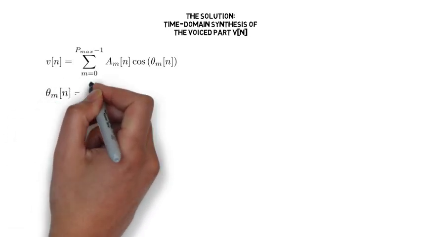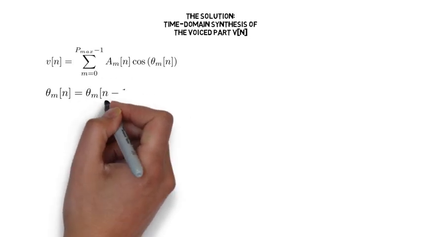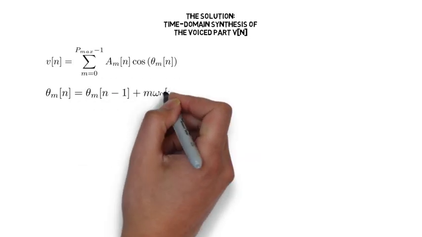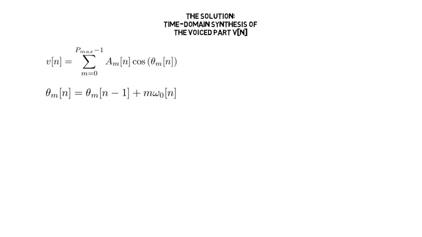And now here's the trick. Theta sub m of n, that's the angle. That's just theta sub m of n minus 1 at the previous sample, plus m times omega naught. Remember, omega naught is the number of radians per sample that it should change. And so m times omega naught is the number of radians per sample that the mth harmonic should change. And so it changes by that many radians from sample n minus 1 to sample n.